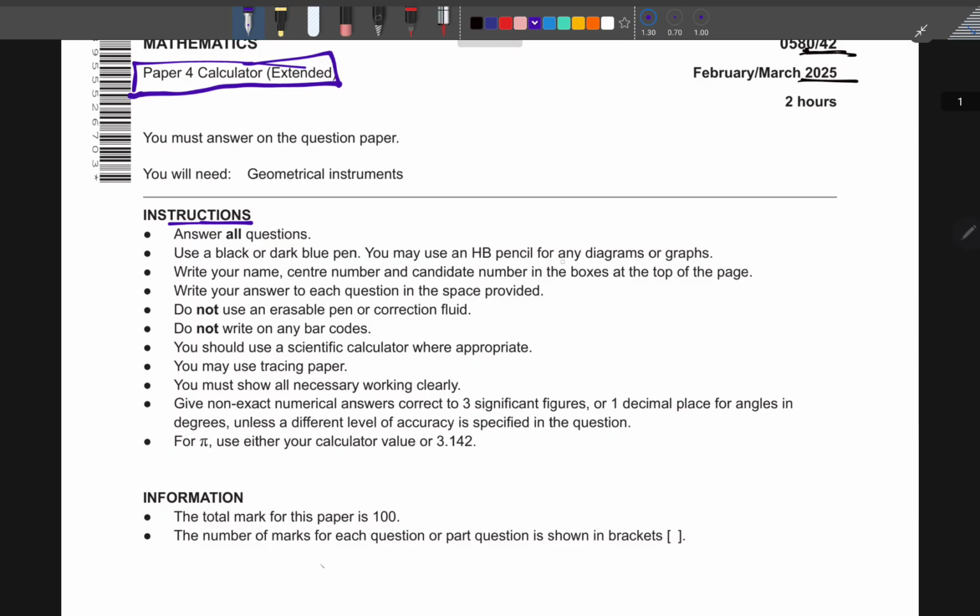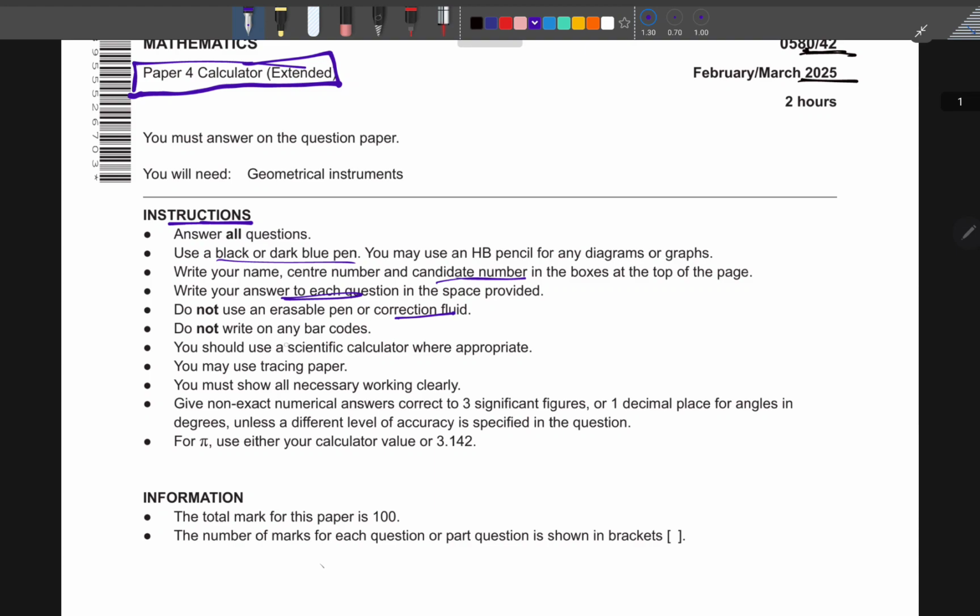Okay, these are instructions of how you're going to write the candidate number. Make sure you write with a black or blue pen, so there's no red pen here. And you have to answer every question. So you're not going to skip any question. There is no selecting. You answer every single question. That is not even a problem. Let's go to the next one. Do not use correction fluid.